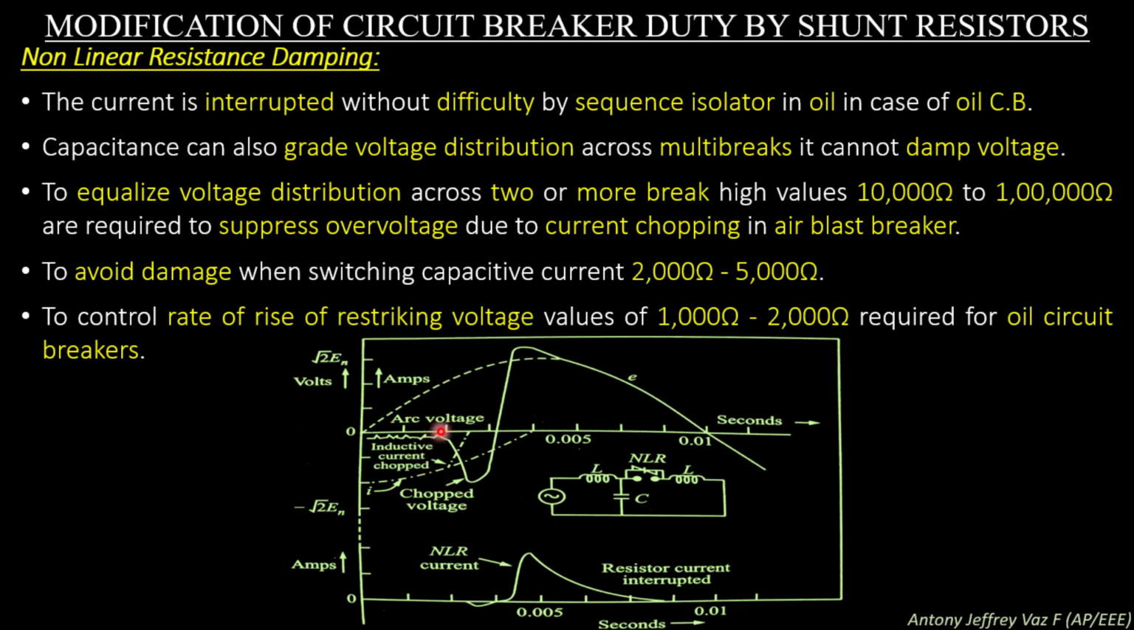You can see the arc voltage, the chopped voltage and the high restriking peak current occurring during resistance damping using a nonlinear resistance. This is the resistance current which is interrupted using nonlinear resistance, and this is the time period where the resistance will be loaded for a short duration with a high current in amperes. This is the power system diagram where a nonlinear resistance is used.